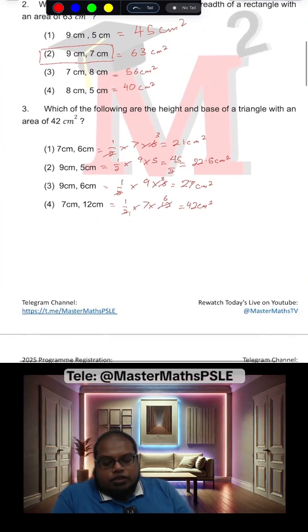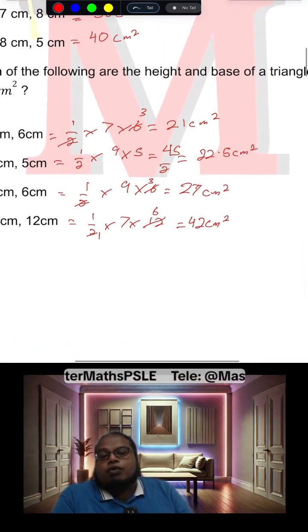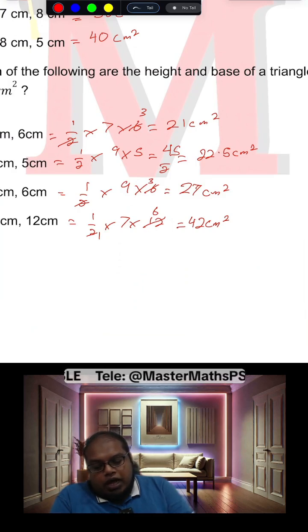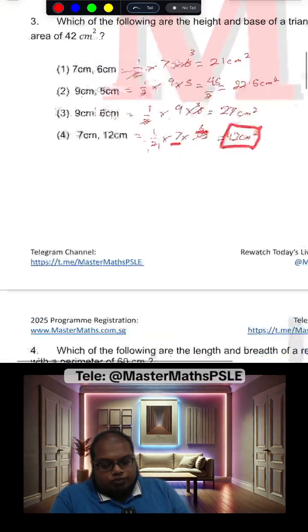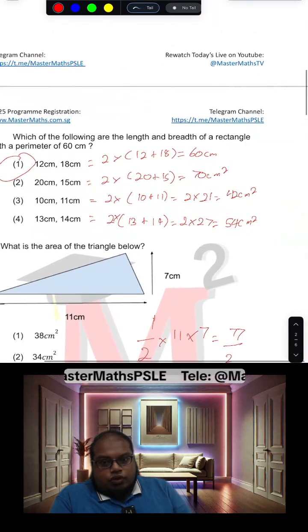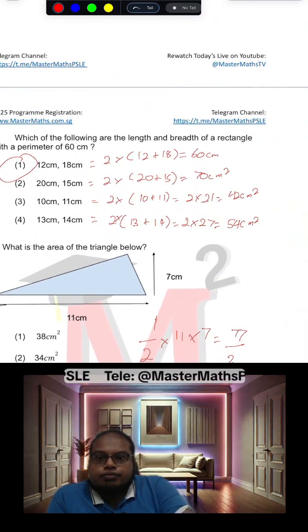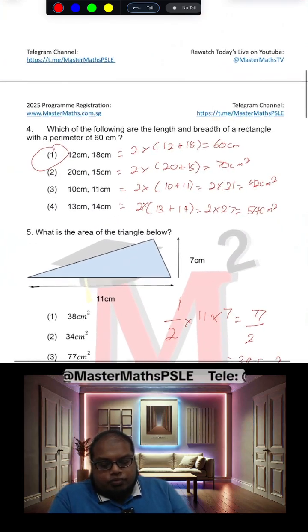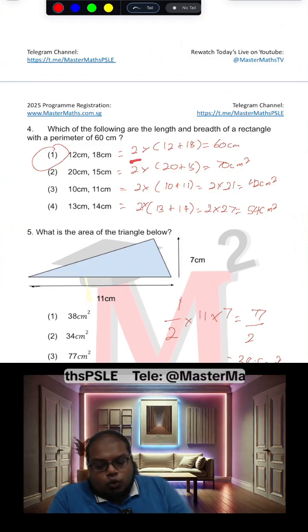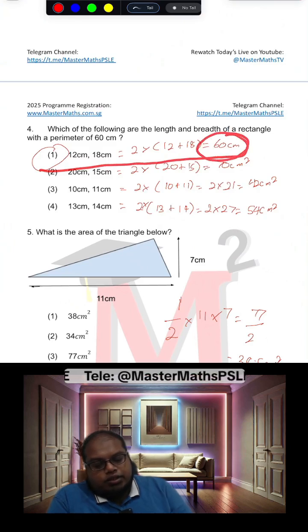Question 3, we need to do our calculation for half times base times height. So you see, I do half times 7 times 6, I get 21. But only when I do half times 7 times 12, I cancel the 2 and the 12. 7 times 6 is 42. And then for perimeter, it is 2 times your length plus breadth, or length plus breadth plus length plus breadth. And you will see that the 12 and 18 will give me 60.